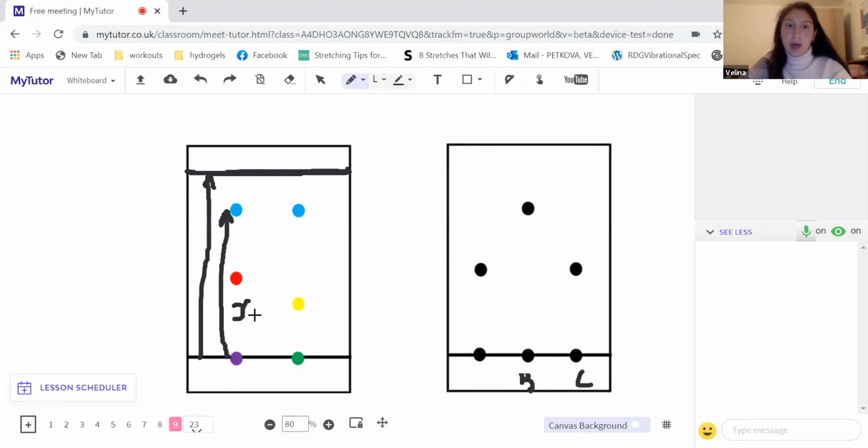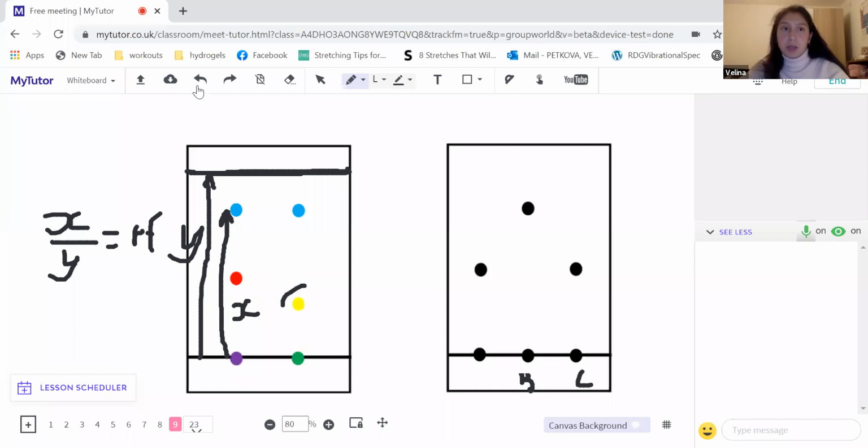If we call this one distance x and this one distance y, it's x over y. So if we want to find the RF, RF in this case equals x over y. If we want to find the RF of the yellow dot, we measure the distance from our baseline to the yellow dot, and the distance from our baseline to the solvent front, which is this top line. The solvent front is where the solvent has reached. We'll say this is A and this is B.